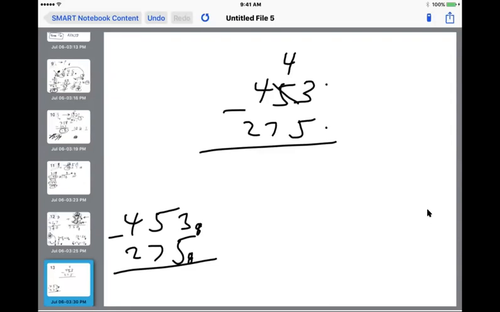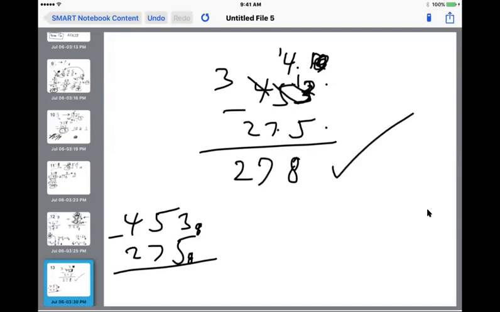We turn the 5 into the 4, and we change the 3 into a 13, or it's more common to stick a tiny 1 there. Then you can do 13 minus 5 is 8. 4 minus 7 we can't do. We take away one of these hundreds, and we add 10 of them to the tens. So that's base 10 subtraction.